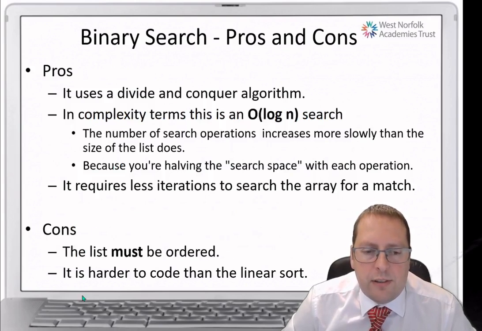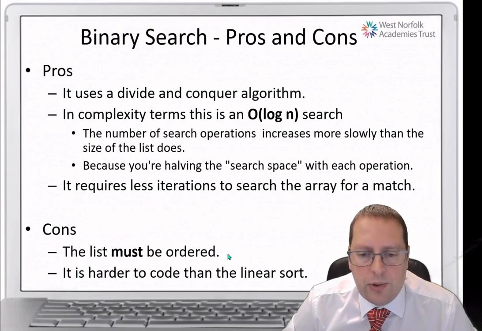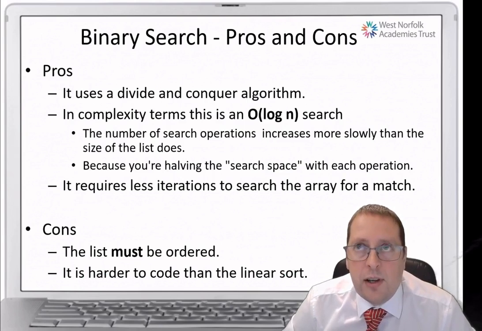So the advantages and disadvantages of binary search. The advantage is it uses a divide and conquer algorithm, and therefore it's a more efficient way to find an element, because you're halving the amount each time, each iteration, each way through the operation. So it requires fewer iterations to search an array. The downside to a binary search is it has to be an ordered list, and it is harder to code in computing. So you need to explain the advantages and disadvantages of a binary search in your ePortfolio.